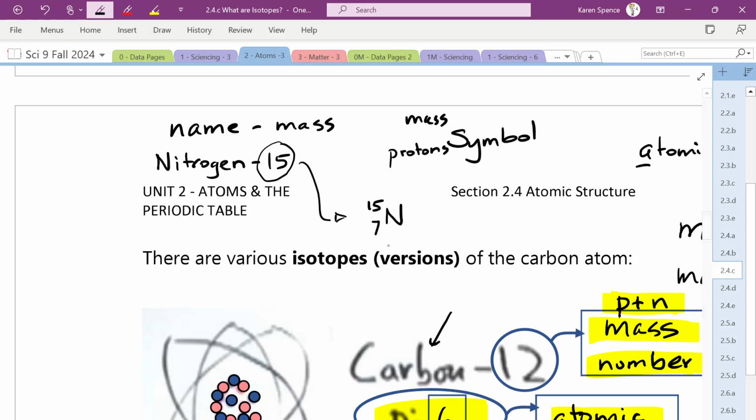Here's a little challenge for you. See if you can discuss with your partner and figure out how many neutrons are in this nitrogen. How many neutrons? See if you can figure out how many neutrons. 7? That's how many protons there are.